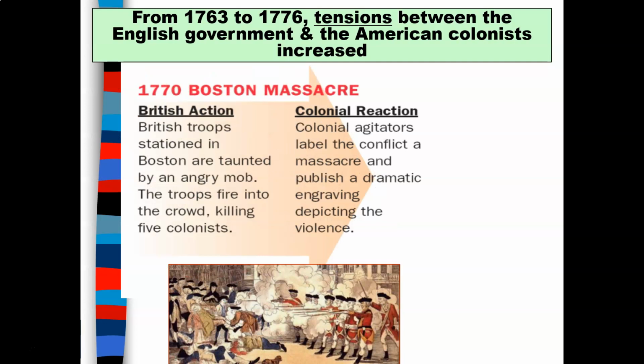In 1770, the Boston Massacre took place, in which the British troops stationed in Boston were taunted by an angry mob. The troops fired into the crowd, killing 5 colonists.